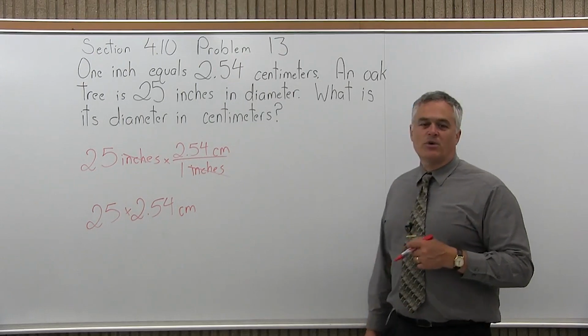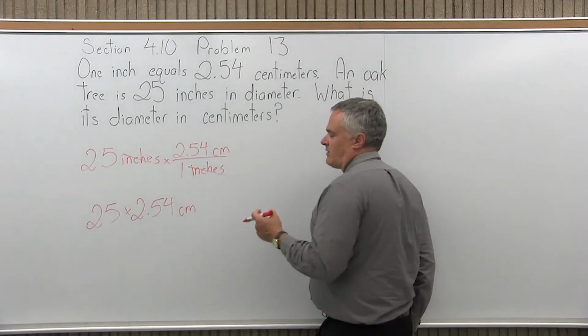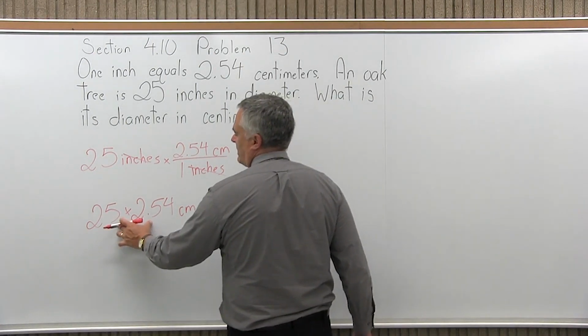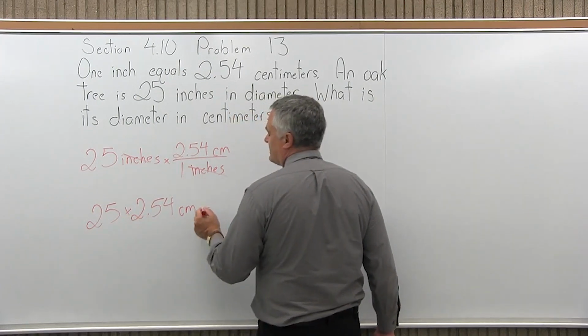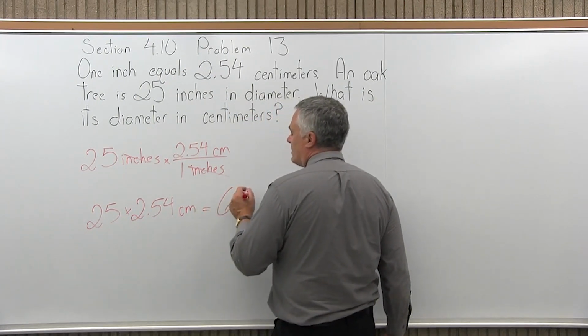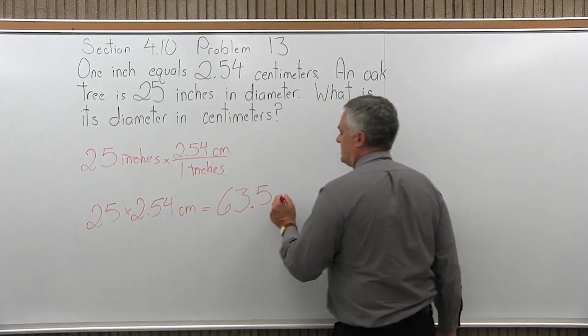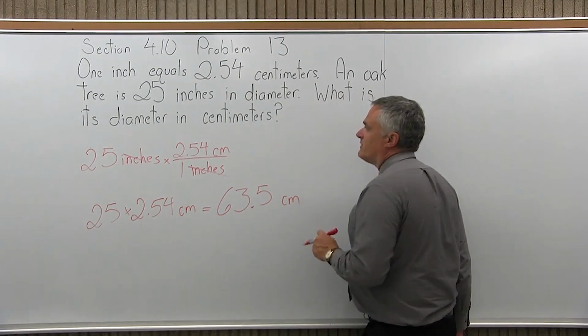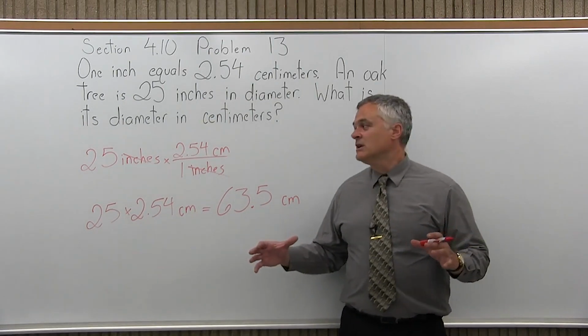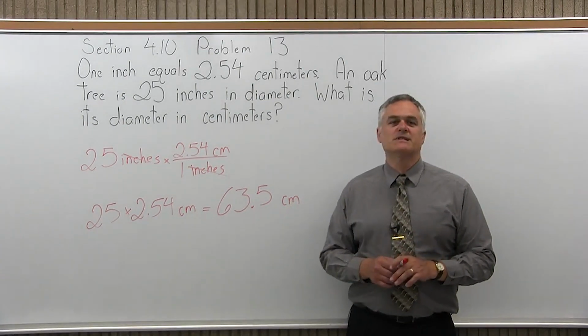And if you do that math, you're probably going to want to use your calculator for that. I don't think you'd be able to do it in your head too easily. You could do it by hand. It'd be tedious. However you do it, it would come out to 63.5, and your units of measure will be centimeters. So if it's 25 inches across an oak tree, that's the same as 63.5 centimeters.